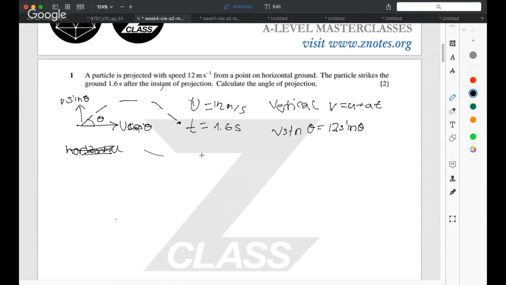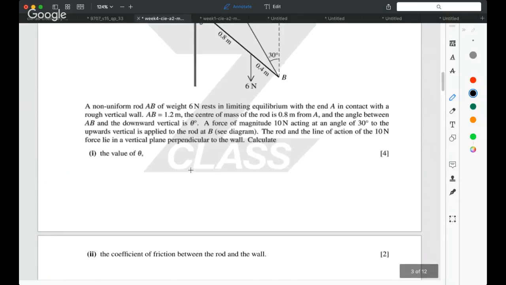Zero. So if you look at this equation, what is u? U is 12 sine theta. What is v? Zero. So zero equals 12 sine theta minus 10 times 1.6, and then I can find theta. Is it 1.6 seconds? Yeah, but no, it'll be 0.8, since that's the time to the top. So that's the first question. Second question.